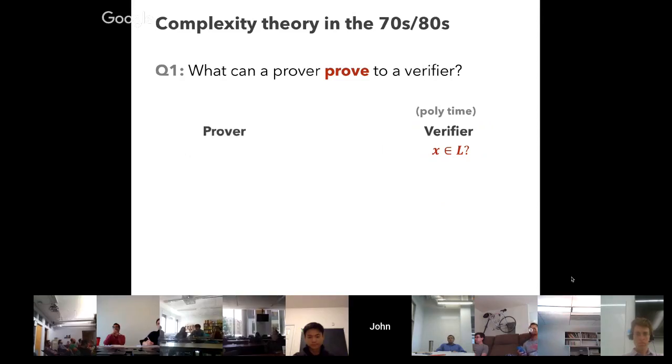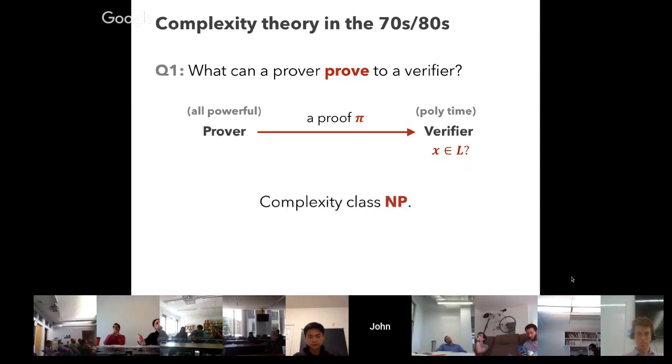So what we do is we supplement them with the help of a prover who is allowed to be pretty much all-powerful. And the prover and verifier are allowed to interact as follows. The prover can send the verifier a message. So we typically think of this message as a proof pi that X is in the language L. And this is a complexity class. Again, we all know and love it, NP.